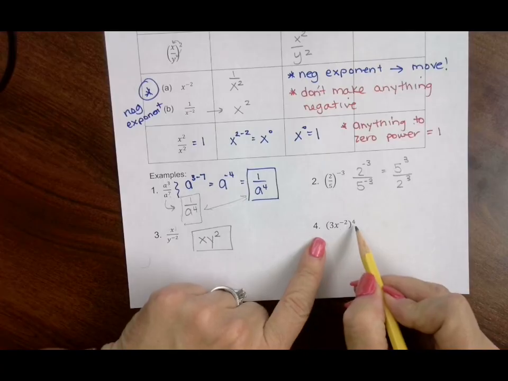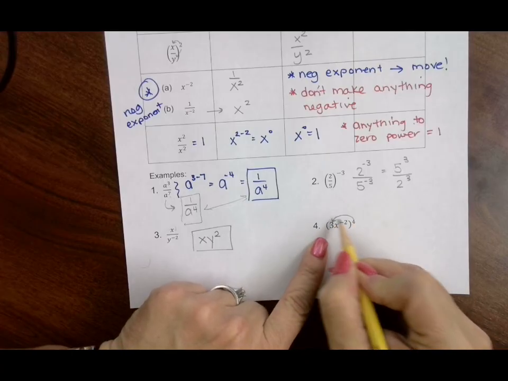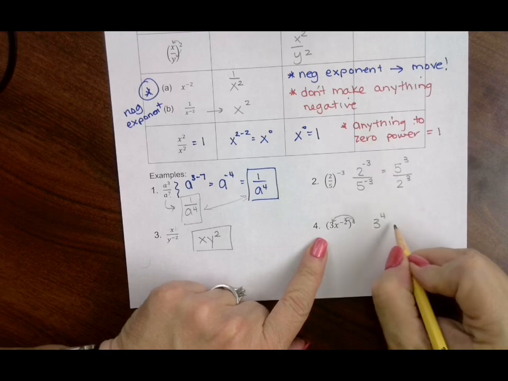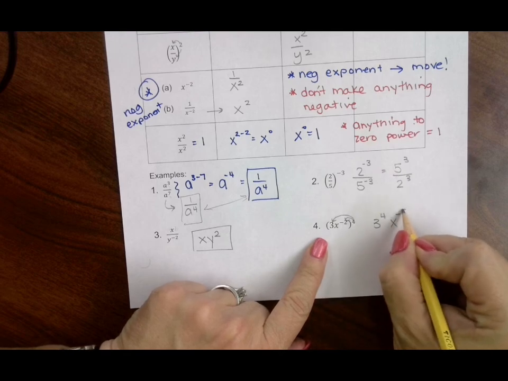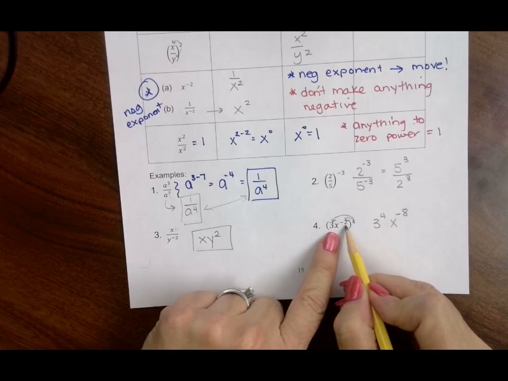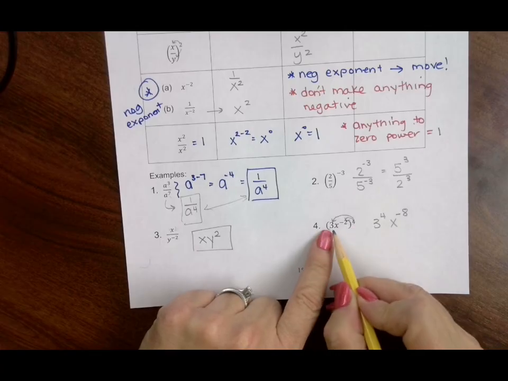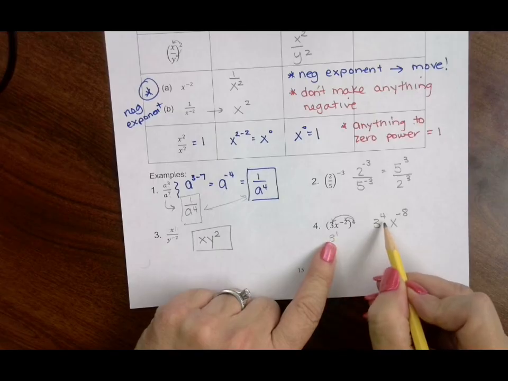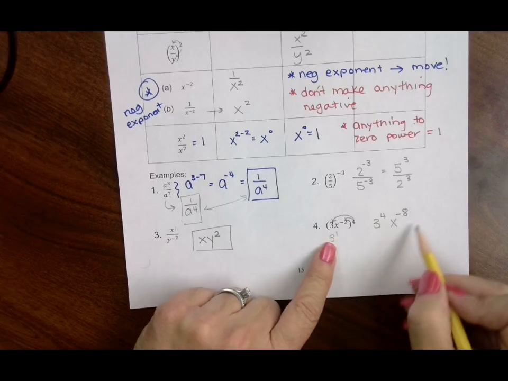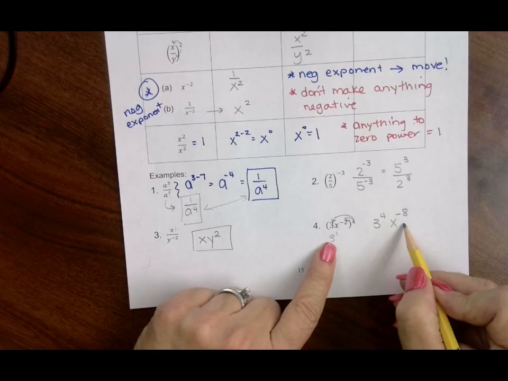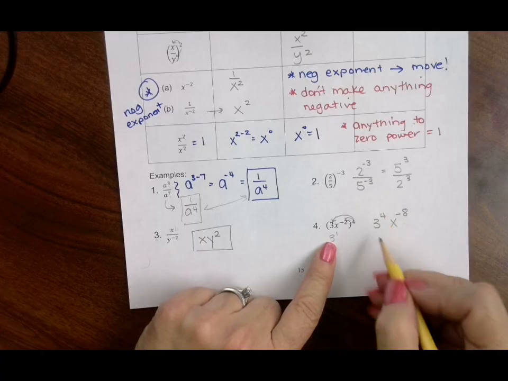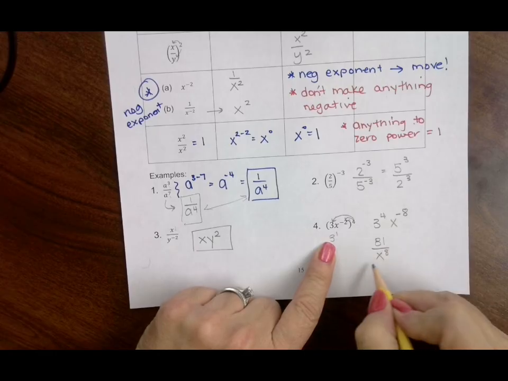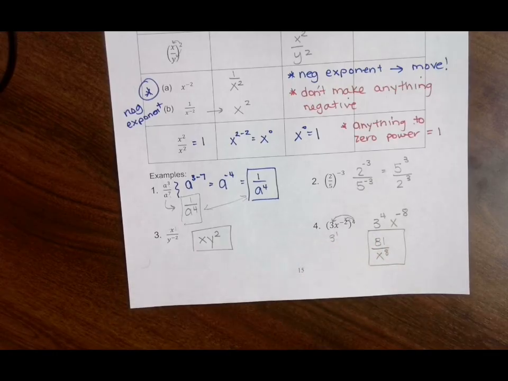Now, here I have the exponent on the outside. So the exponent goes to everything on the inside. So we would say 3 to the 4th power, and then x to the negative 8th power. Remember, when we have an exponent to an exponent, we multiply. So this is like saying 3 to the 1. So if I multiply 1 and 4, I get 4. So here, I've got to move this guy. It's negative. It's going to go in the denominator. And 3 to the 4th power is 81. So 81 over x to the 8th. So that's what that looks like.